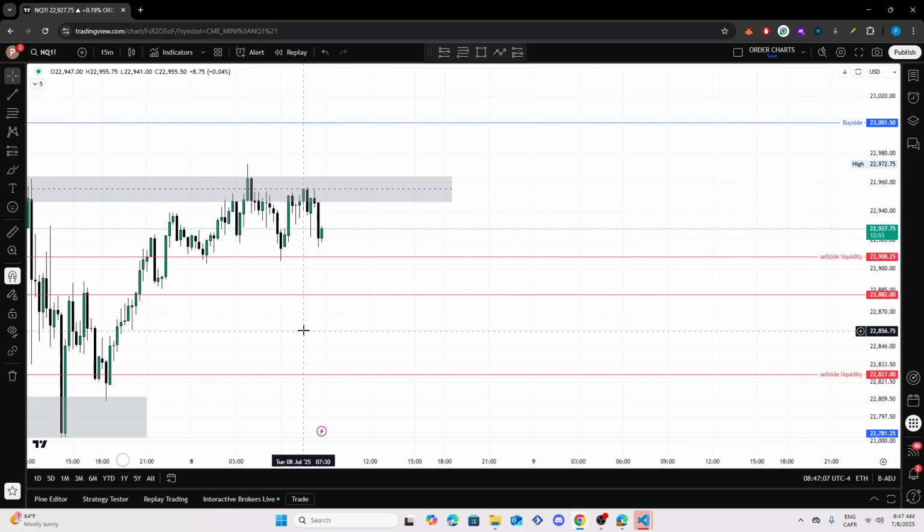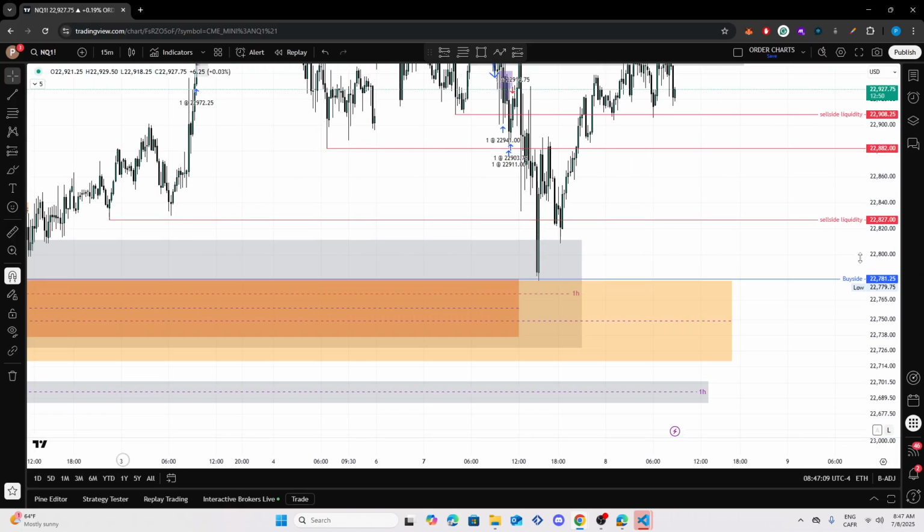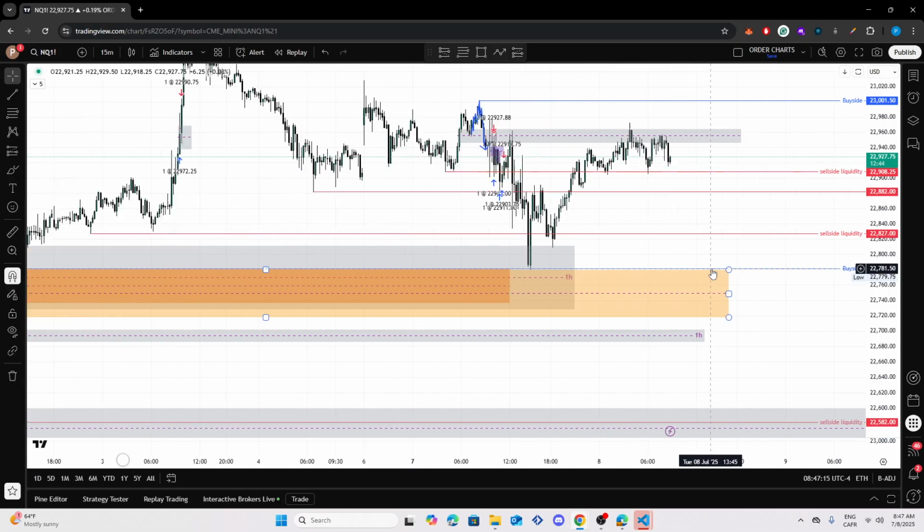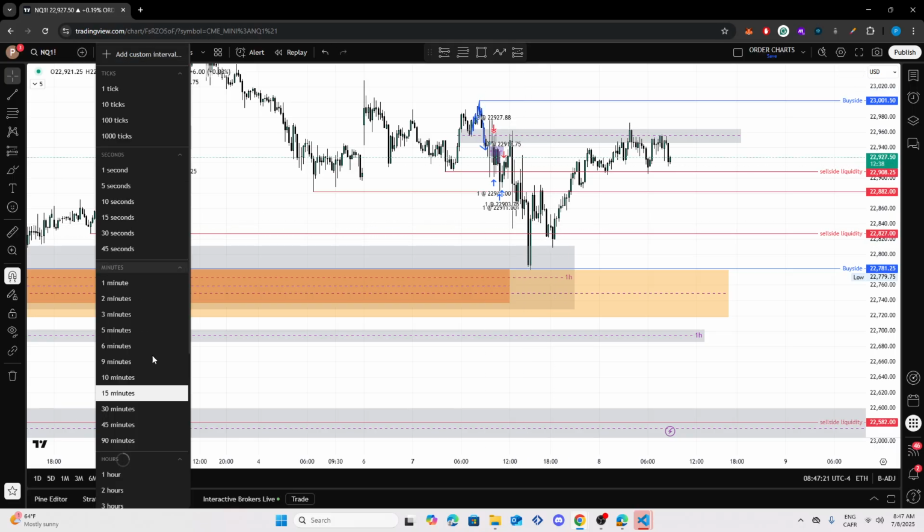I took yesterday's pre-market analysis. I said that these were the targets and that these were the entries. I was not there to trade them. It happened a little bit later in the afternoon.